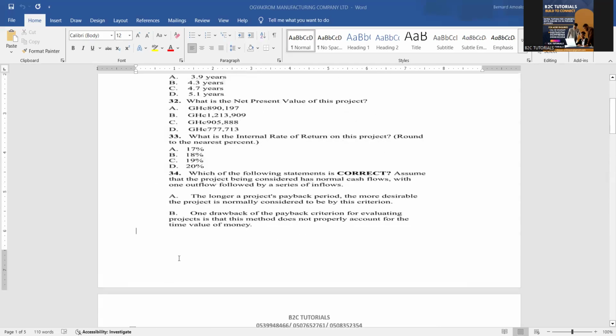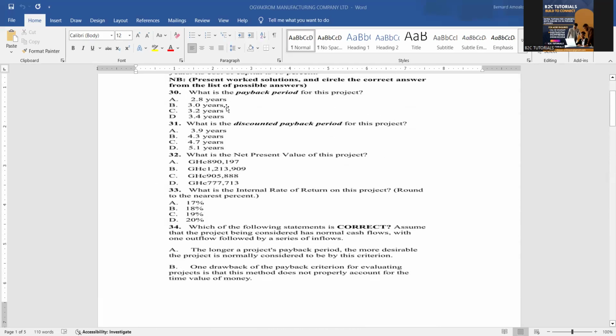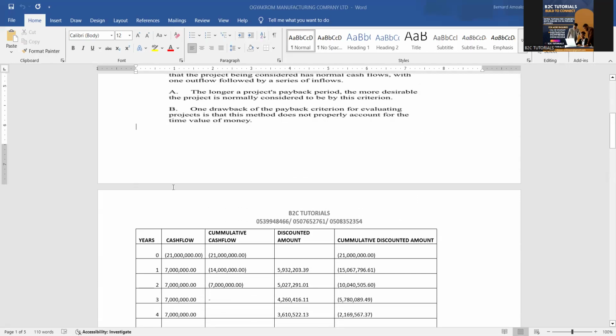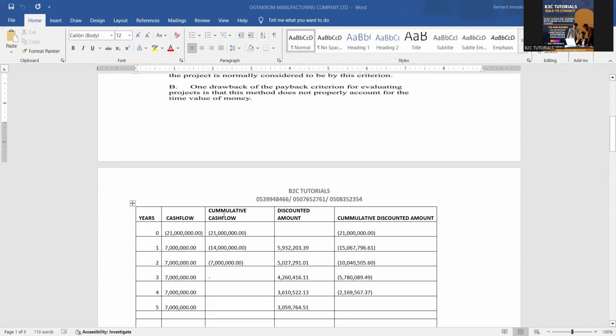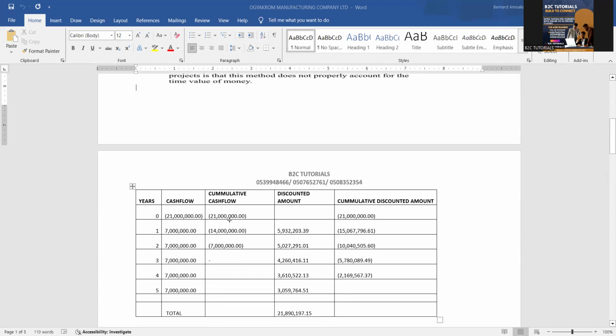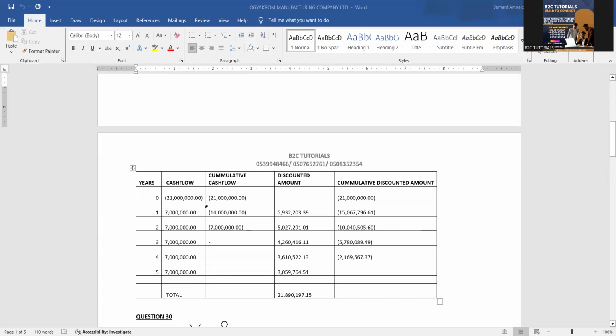But then the question says, what is the payback period? We want to know at what year would you exactly pay back the 21 million? And that would give us the cumulative cash flow. So when you do the cumulative cash flow, this is how it works. You first list the amount you spend. Then you ask yourself, in year 1, if you receive 7 million, what is left for you to receive again? It is the 21 million that you owe. And then you pay the person 7 million. How much do you owe the person again? You owe the person 14 million.